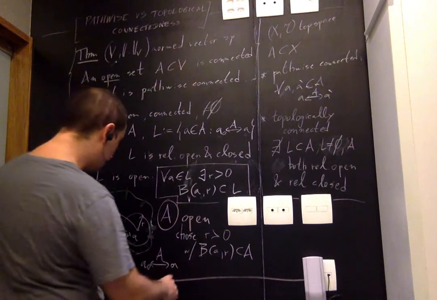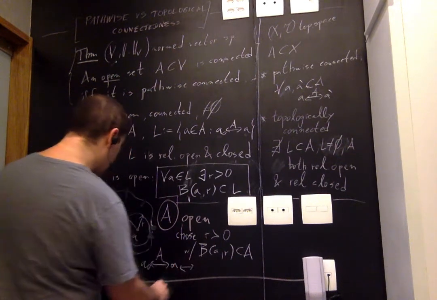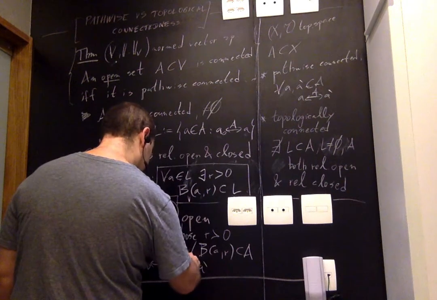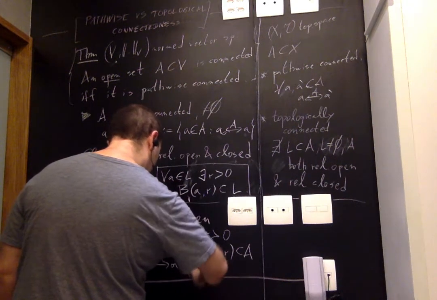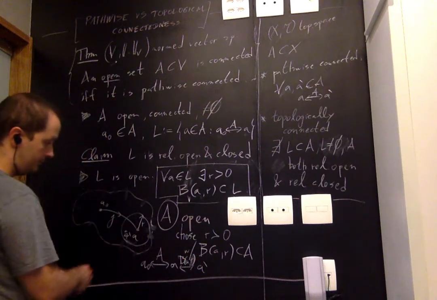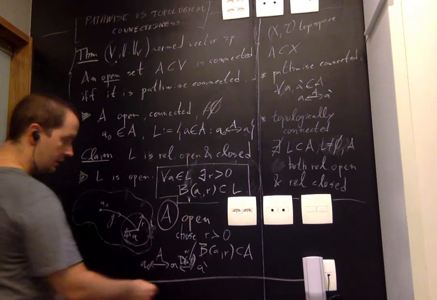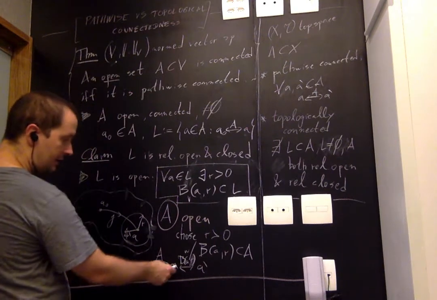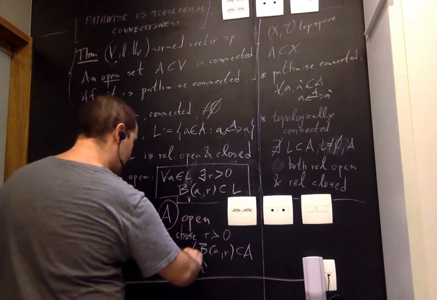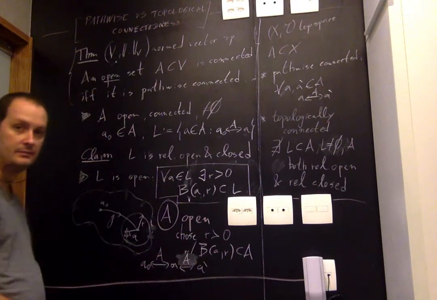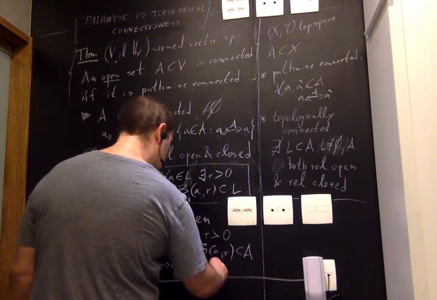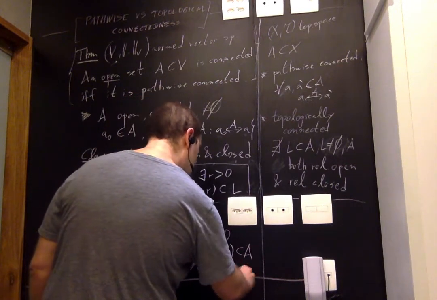I also know that A is connected to any point inside the ball by a path. There's a path completely inside the ball that connects A to A prime. But the ball is contained in A, so I can replace this by saying A and A prime are connected inside A. And we know that this relation is transitive, so it means that A naught is connected to A.